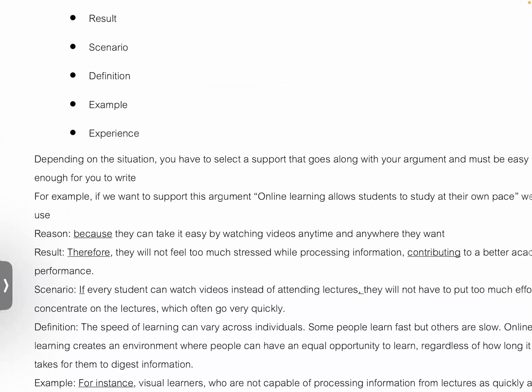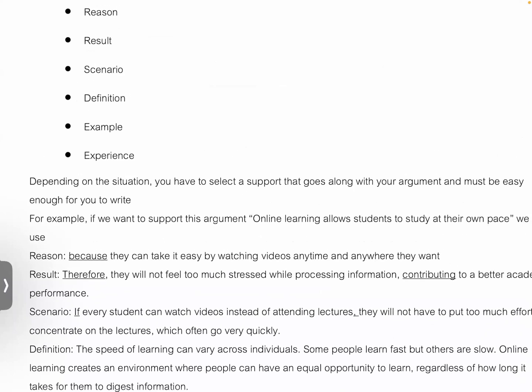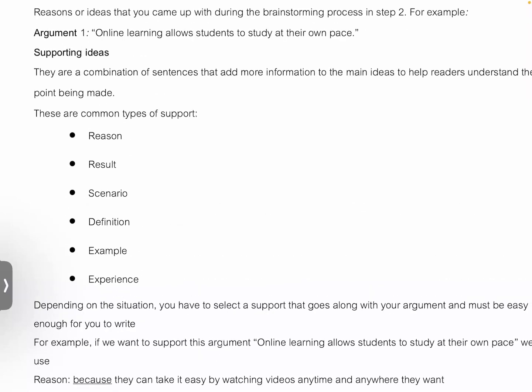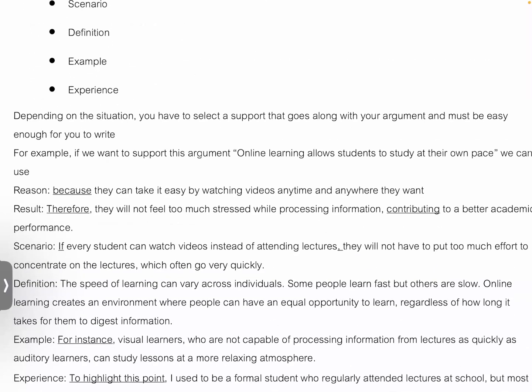What about result? Result is information that provides an answer to the question. So if you ask the question, okay, what will happen when students are allowed to study at their own pace? The answer could be that they would not feel too much stress processing information, which would contribute to a better academic performance. That's what happened, right?